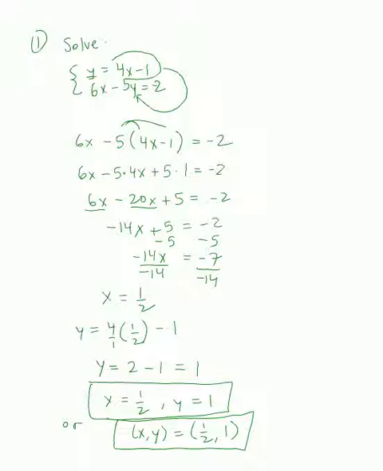Now, just because this is the first problem that we did, I want us to check our solution. So, to check, we're going to plug both of these values into both equations to see if they both work. So, first, equation 1. We get 1 equals 4 times 1/2 minus 1. So is this true? 1 equals 2 minus 1, or 1 equals 1. So that works.